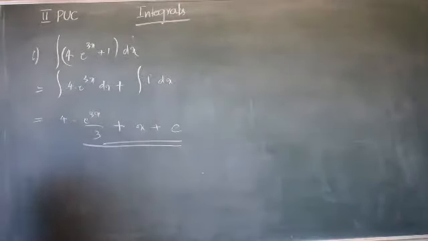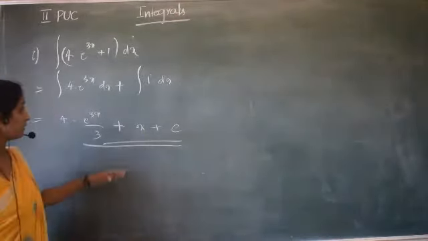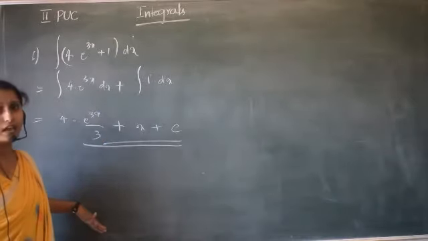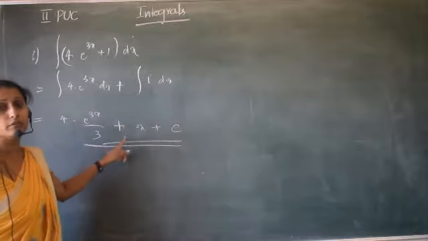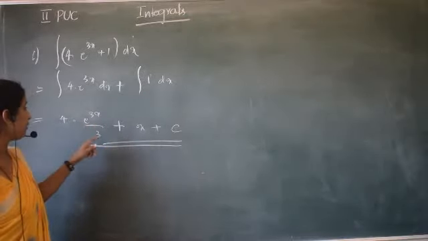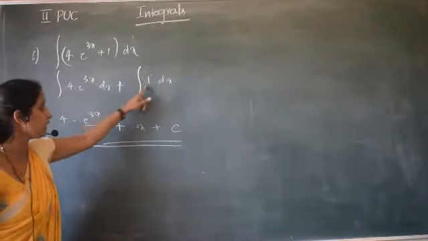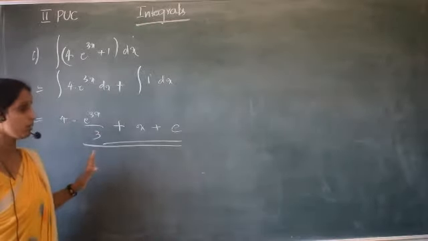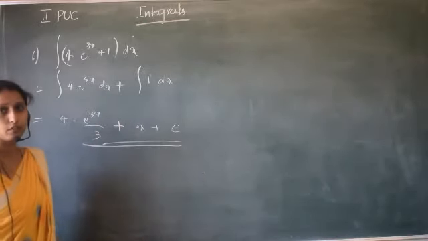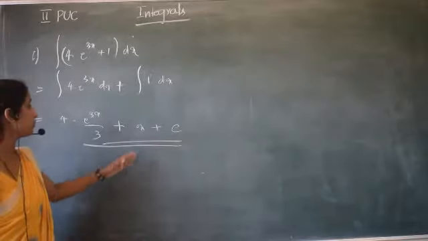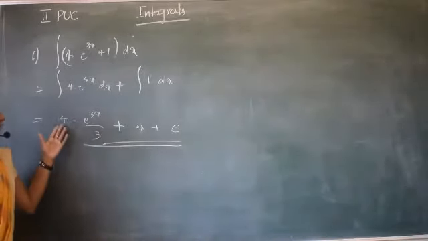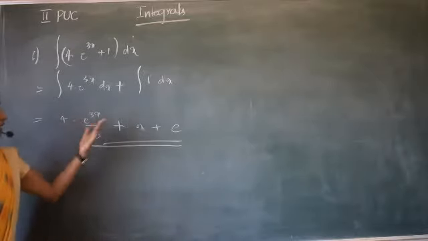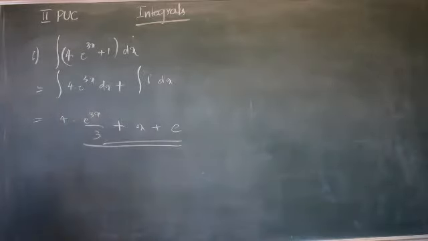Why is it x? You know why it is x? We know that integral means antiderivative. So the derivative of x will be 1. Therefore the integral of 1 will be x. The derivative of x is 1, therefore the integral of 1 is x always, because these two are reverse processes. So this is the answer. I can write it as 4 by 3 into e power 3x and x plus c. So this is the answer for that question.